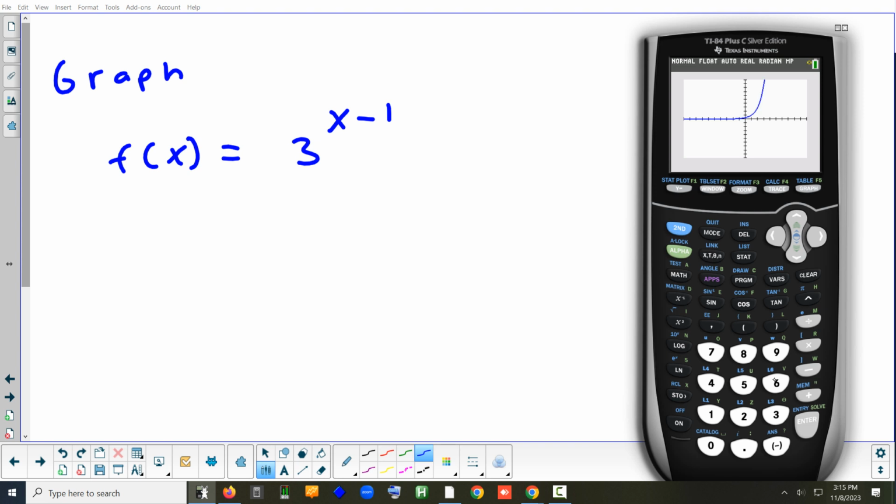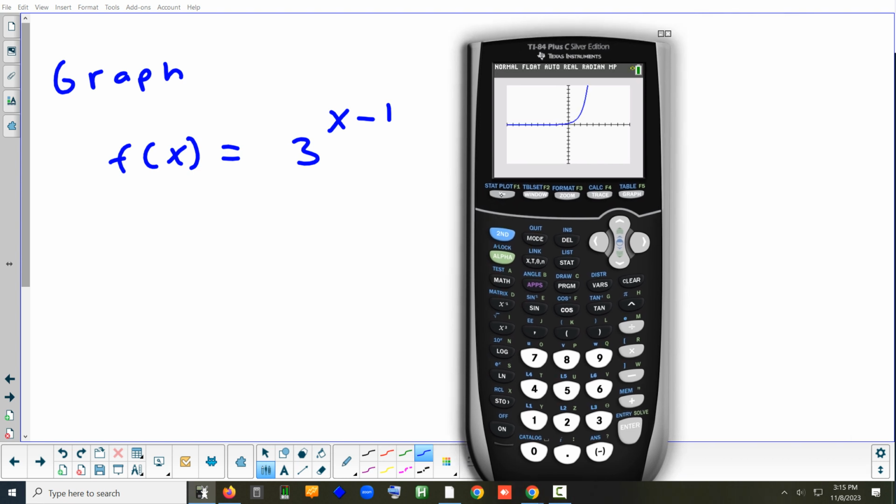And what is that x minus 1 doing? Like if it was just 3 to the x, it would look a little different. What's the minus 1 doing? This ties in with the transformations. Yeah, horizontal shift to the right. That's shifting it to the right 1 unit.